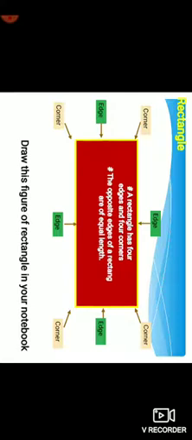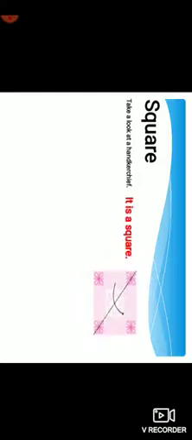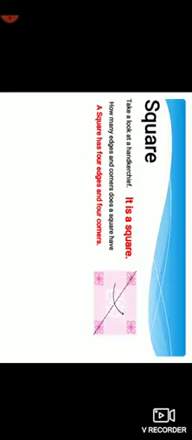Now we see the figure square. Take a look at a handkerchief. It is a square. How many edges and how many corners does a square have? Well, a square has 4 edges and 4 corners. Now fold the handkerchief in the middle from top to bottom as well as from side to side to see if the opposite sides are of equal length.